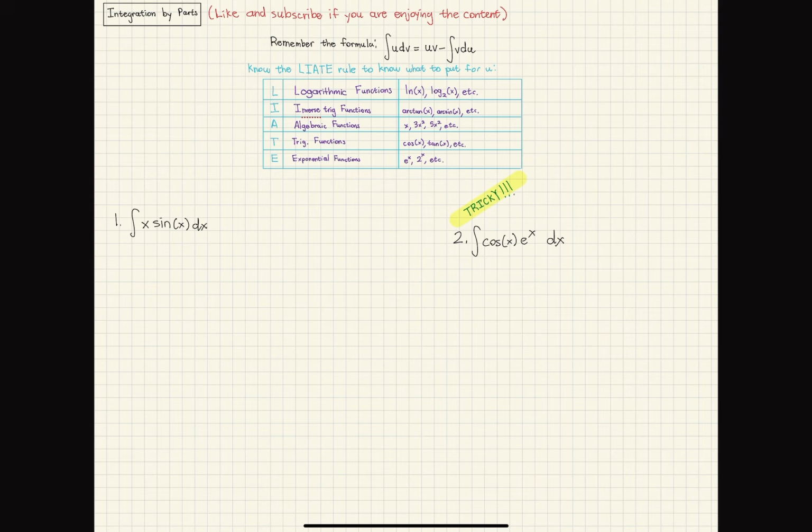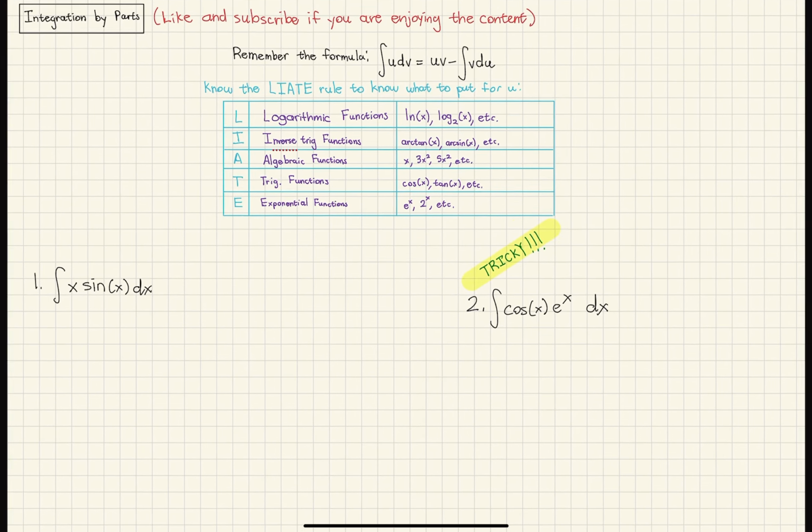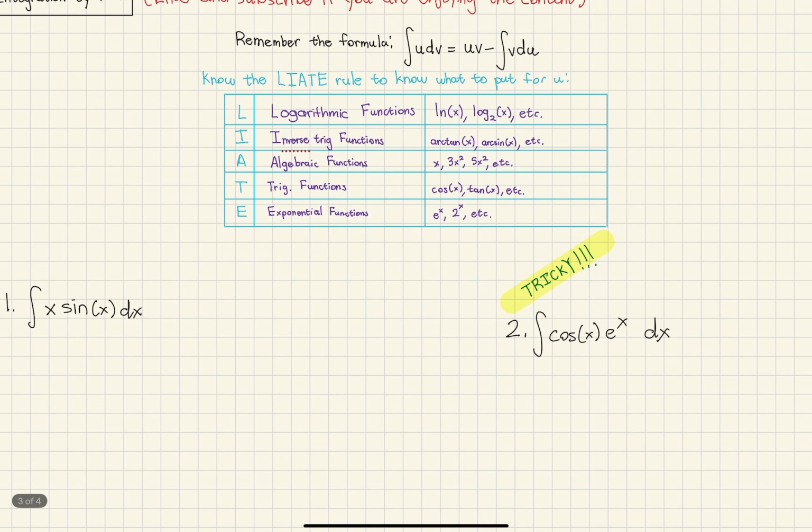So for this integration by parts, you would want to know which to label for u and which to label dv. Knowing the LIATE rule would help you know what to put for u. The LIATE rule is a way of setting the order of precedence. So that means if the u is a logarithmic function, we would choose that first. But if there are no logarithmic functions, we go down to the next one, to the next one, to the next one.